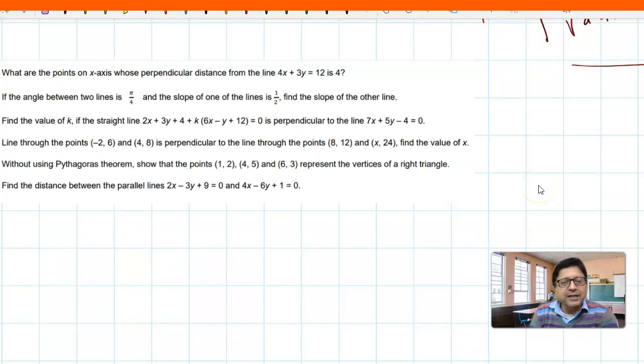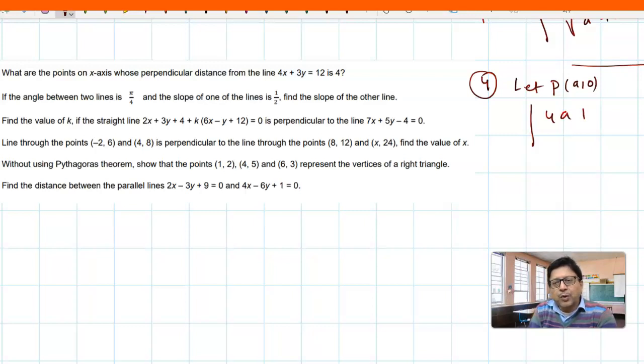So let us apply the concept here. A point on the x-axis is of the form a comma 0. So you take a point on the x-axis. Let the point be P(a, 0). Distance from this line, you will be replacing x by a, y by 0, minus 12, taking it on the same side, by under root 4 square plus 3 square equal to 4. Therefore, mod of (4a minus 12) by 5 is equal to 4.